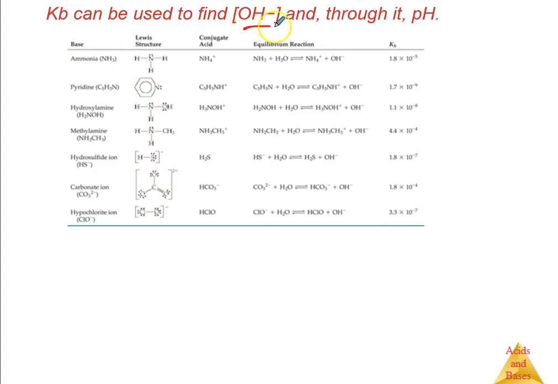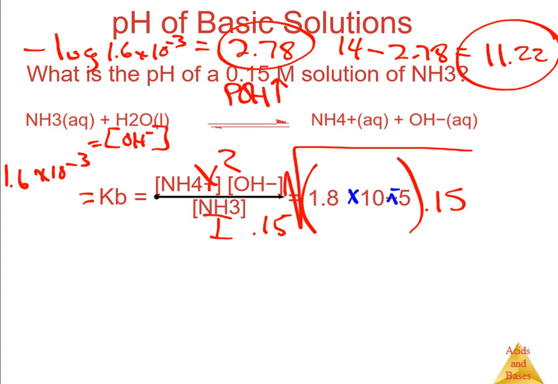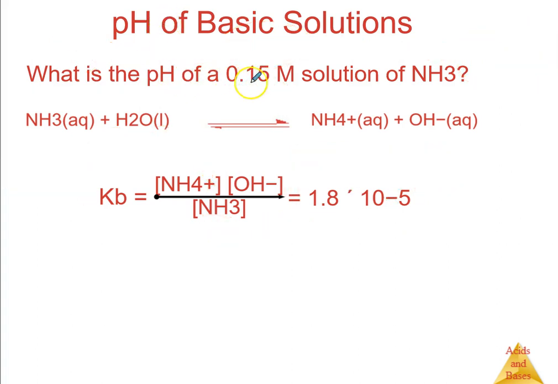Kb can be used to find OH and through it pH. That's what we did yesterday. Do you want another practice one of those? I bet I have one coming up. What is the pH of a 0.15 solution of NH3 where you end up with this, and it tells you your Kb is 1.8 times 10 to the negative fifth? You want to take a minute and do that. It gives you the equation right here.